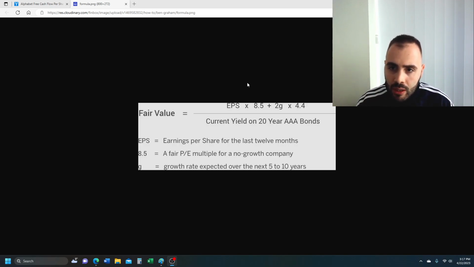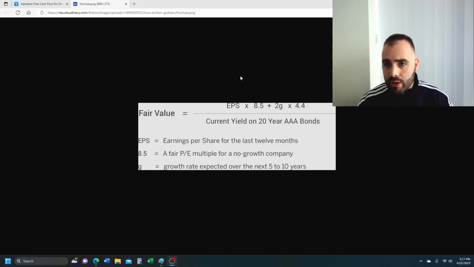So, everybody gets this wrong. Everybody takes the trailing 12 months earnings per share and multiplies it by 8.5 plus 2 times the growth rate. They use the wrong growth rate. They use everything wrong when using this formula. And whoever wrote this even did it wrong, because this should be in brackets, like I say, but whatever.